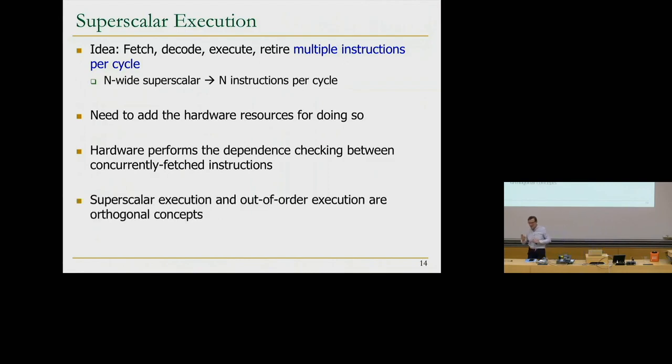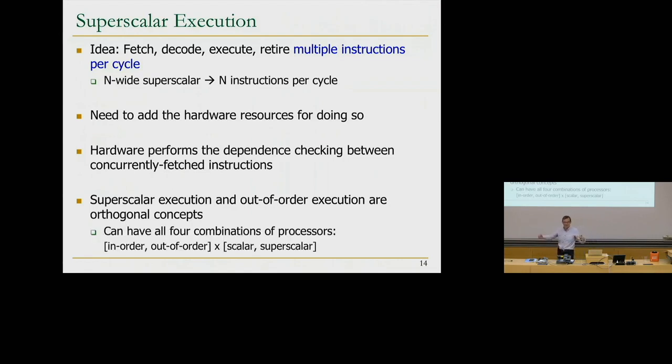Actually, the paper that I assigned you doesn't do justice. The title is The Microarchitecture of Superscalar Processors. It should really be the microarchitecture of out-of-order superscalar processors, because these are 2 completely orthogonal concepts: superscalar execution and out-of-order execution. And you can actually have combinations of all processors. You can have an in-order processor that doesn't do out-of-order execution internally. It could be scalar, meaning you fetch only 1 instruction per cycle, or you could fetch 4 instructions per cycle. It can still be in order, right?